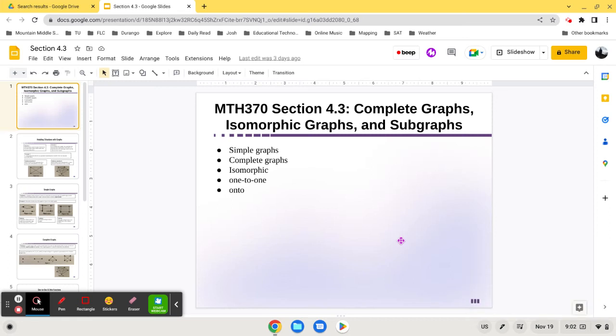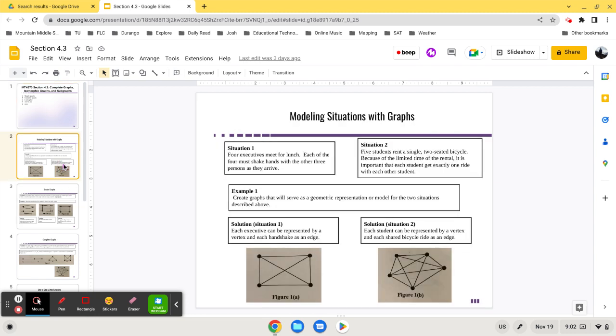All right, so section 4.3, complete graphs, simple graphs, and then we'll look at isomorphic and subgraphs. Just starting off, actually, we're not going to look at subgraphs in this show, just isomorphic. Looking at the scenario they present us, we have 4 executives that meet for lunch. Each of the 4 must shake hands with each other.